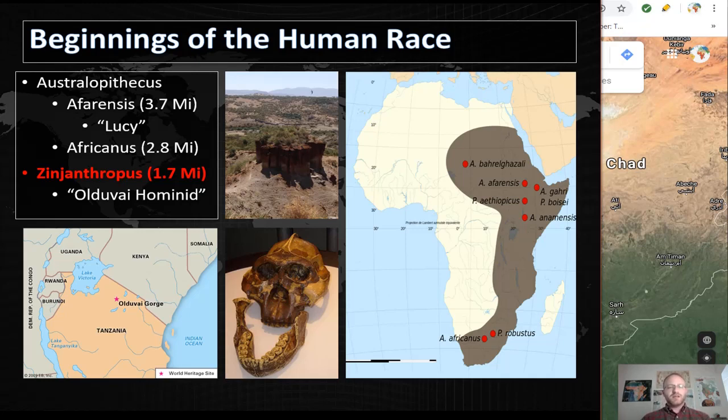Zinjanthropus. The Zinjanthropus bones were discovered in 1959 by Louis Leakey when he visited the Olduvai Gorge, shown in the map on the bottom left. The skeletal picture in the middle here is the skull of the Zinjanthropus hominid. It's believed that the Olduvai hominid is roughly 1.7 million years old, and at the time of this discovery, was the oldest bones discovered.